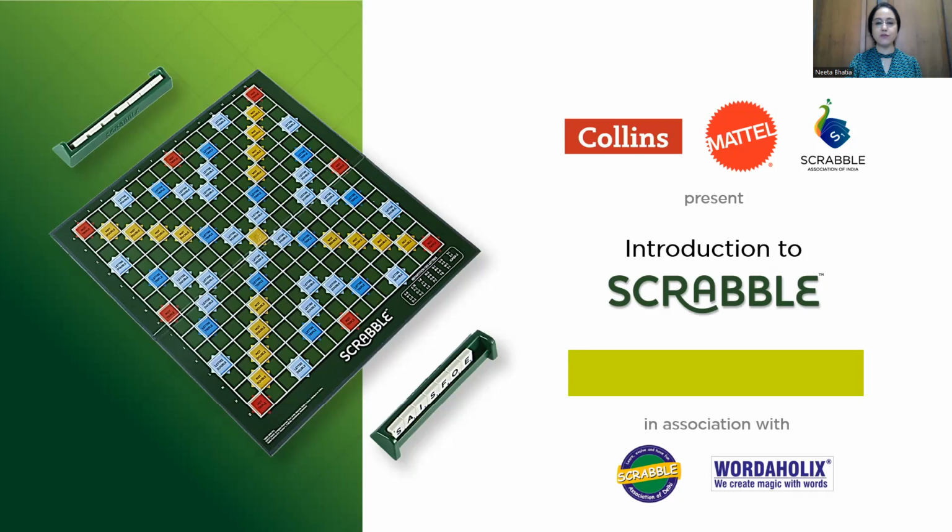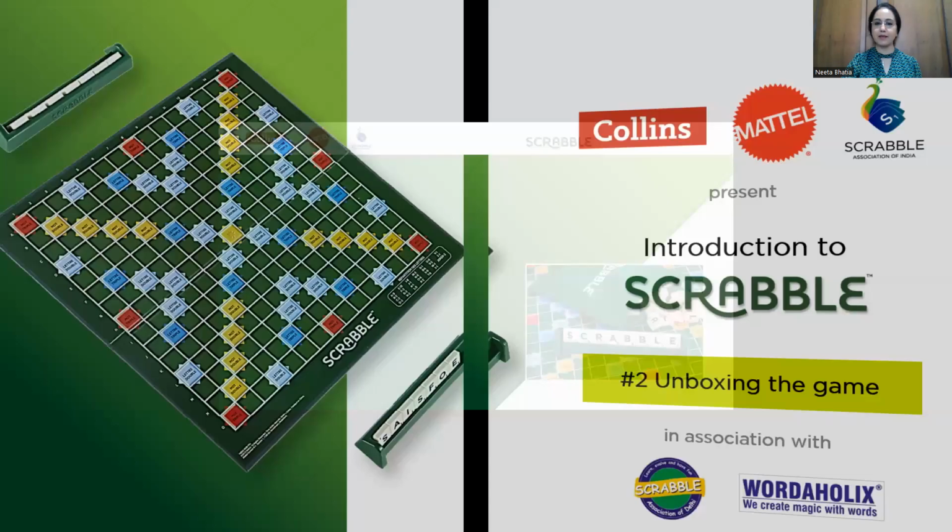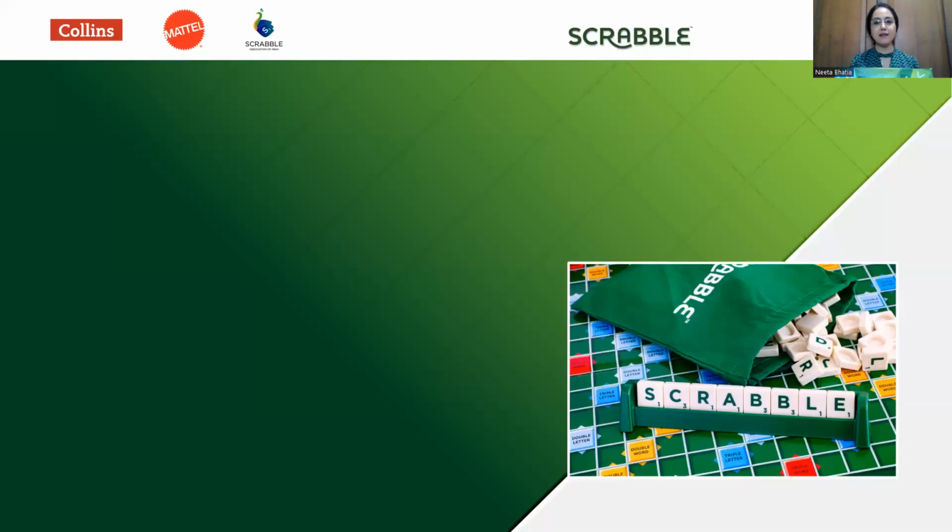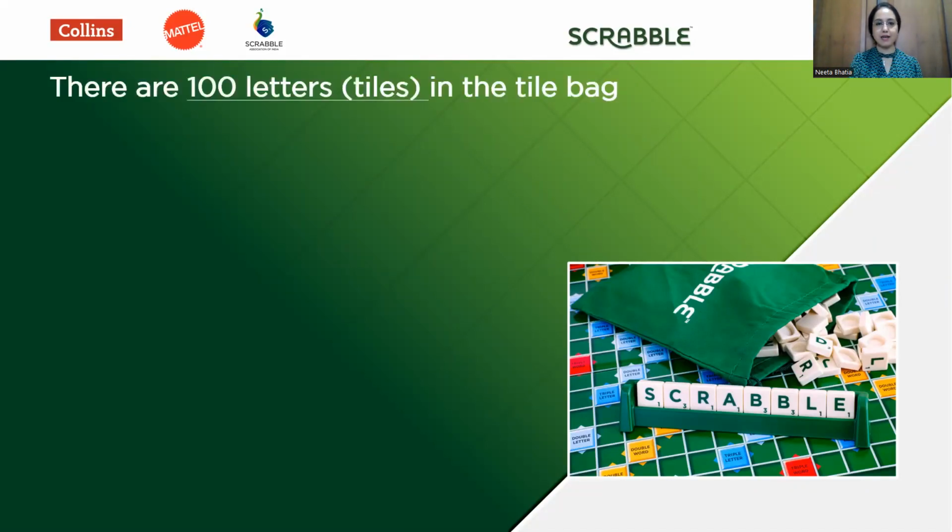In our first video, we had a little overview on the game of Scrabble, and today we shall be unboxing the game. On unboxing this game of Scrabble, what you find is a Scrabble board, a tile bag with tiles in it, and racks to keep your tiles on. Let's look at the tile bag.